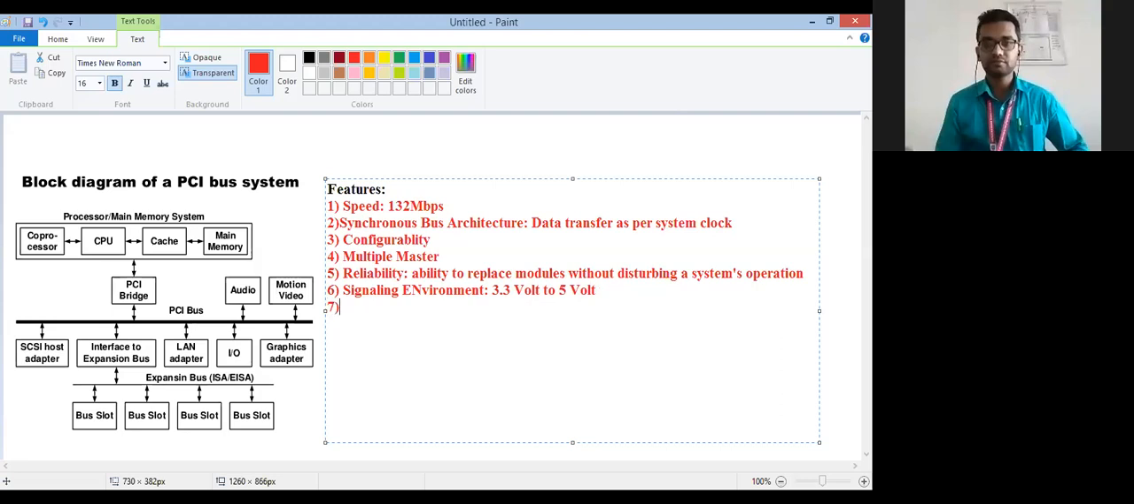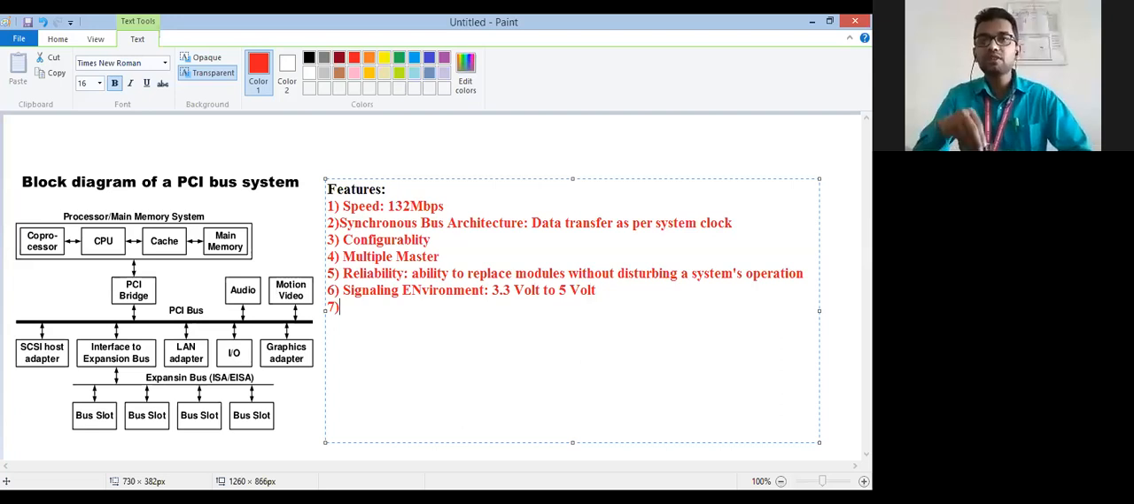Next, it supports 32 and 64 bit addressing. Whatever I told you, for faster communication, the bit size should be larger. Suppose you want to transmit 64 bit data. If your bus is 8 bit, then you will require 8 cycles to transmit 64 bit data. But if your bus size is 32 bit, then you will require only 2 cycles. So likewise, the larger the bit size, the higher the data transfer rate.